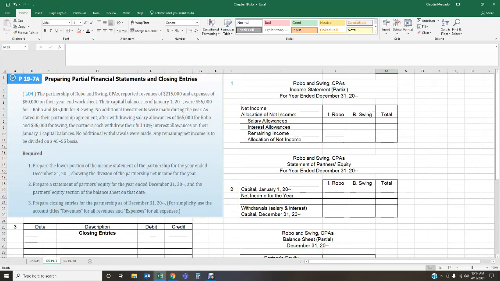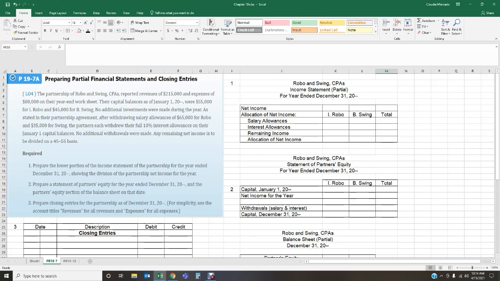Okay, so the first problem that I'm going to be tackling with you today is Problem 19-7. Problem 19-7 deals with preparing partial financial statements and closing entries. It says the partnership of Robo and Swing CPAs reported revenues of $215,000 and expenses of $80,000 on their year-end worksheet. Their capital balances as of January 1st were $55,000 for Robo and $45,000 for Swing. No additional investments were made during the year.